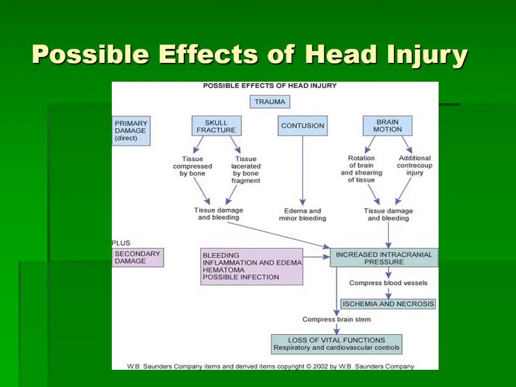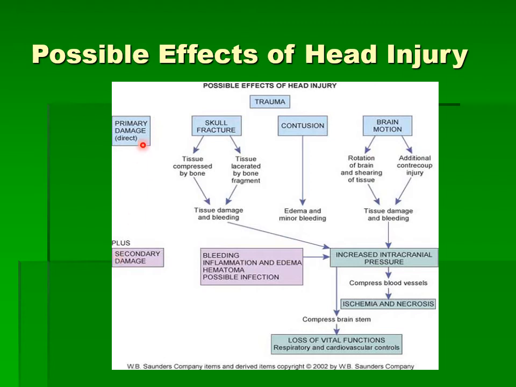Possible effects of head injury. So where you have your trauma, primary damage is direct, a skull fracture, tissue is compressed by the bone, tissue lacerated by bone fragment, results in tissue damage and bleeding, which can cause increased intracranial pressure. A bruise, a contusion, will result in edema and minor bleeding. Brain motion, if the brain actually is rotated, and tissue is torn by the shearing caused by the rotation. Also, contrecoup, which we talked about earlier, can lead to tissue damage and bleeding, which can again lead to ICP.